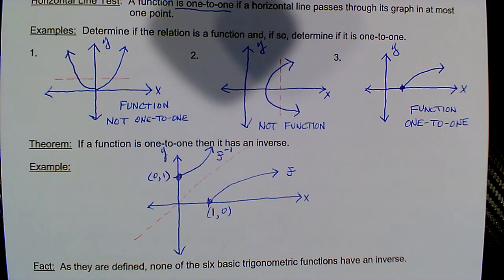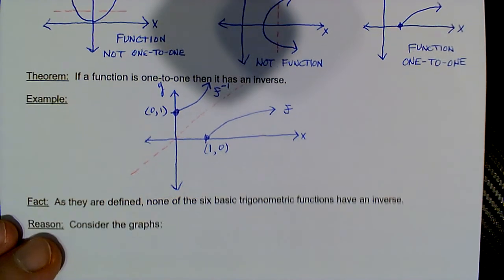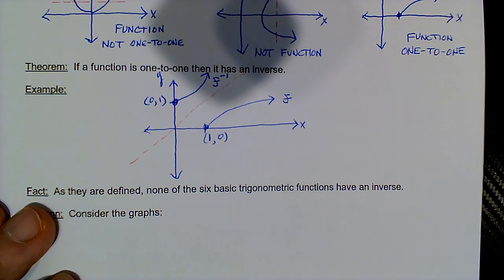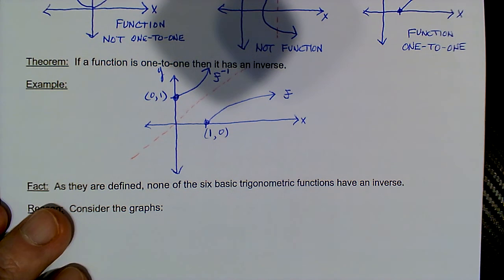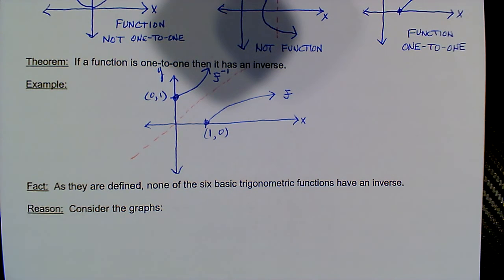So here's something kind of interesting. I called it a fact. As they are defined, none of the 6 basic trig functions actually have an inverse. And so at this point, you're probably saying, great, he's just wasted 20 minutes of my life, because he started out by saying we're going to study the inverse trigonometric functions, and now he's telling me that there aren't any. But there's a way around it.